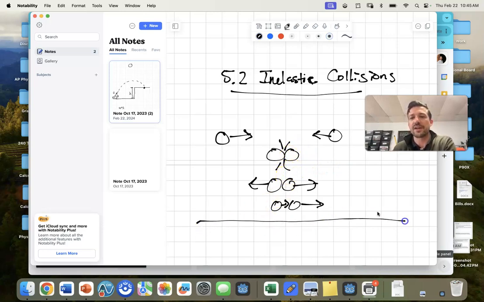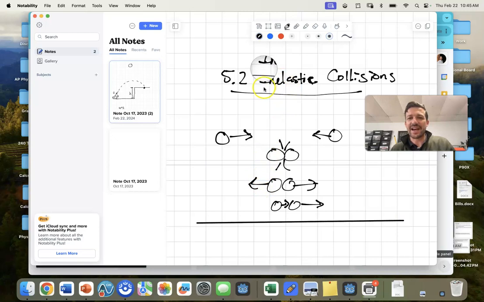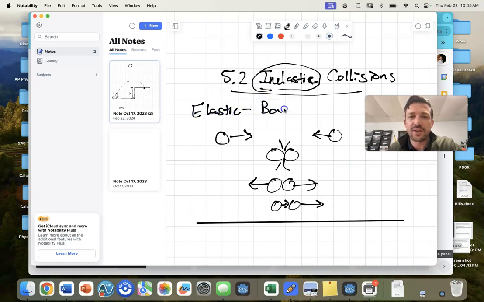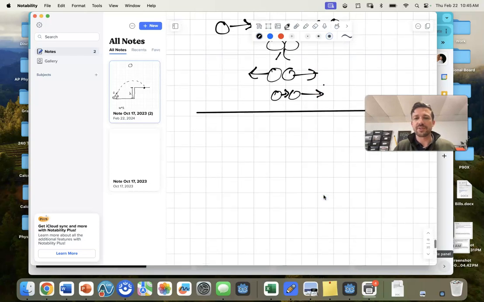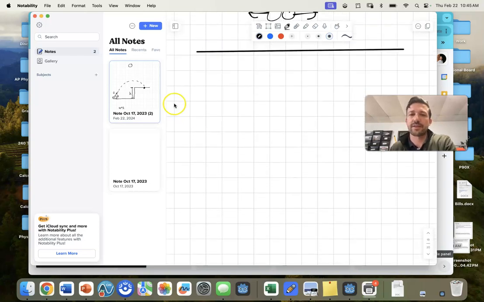Today, what we're going to be talking about is inelastic. So if elastic meant that they bounce off of each other, inelastic means the opposite. It means that they stick together, right? So let's do an example, something like that. Okay, so this is going to be an inelastic.